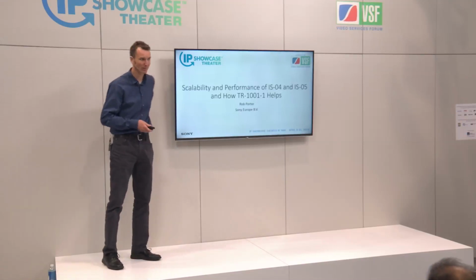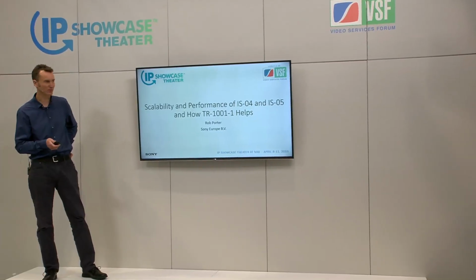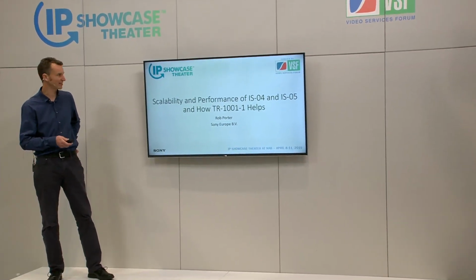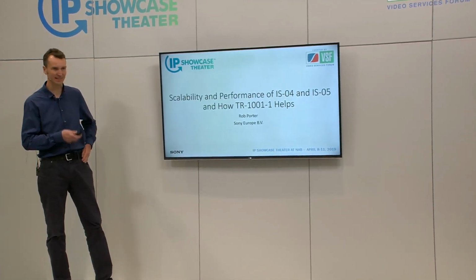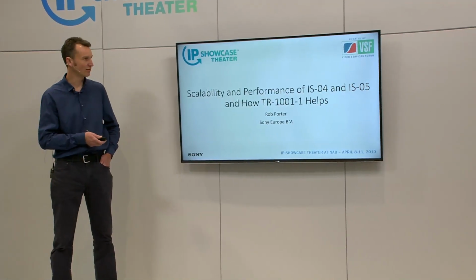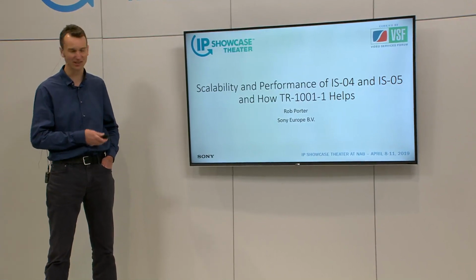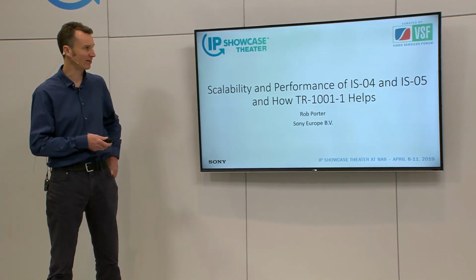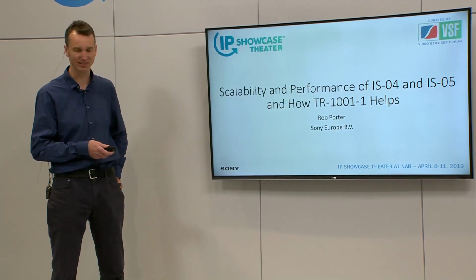Good morning, everyone, and welcome to this presentation on the scalability and performance of the IS-04 and IS-05 APIs and how TR 1001-1 helps. So just quick definitions here for those who aren't familiar. IS-04 and IS-05 are the APIs, the specifications developed by the Advanced Media Workflow Association for the discovery and registration and also the connection management of media nodes when you connect them to the network and how you make connections between senders and receivers. I'll go into that a bit later in the talk.